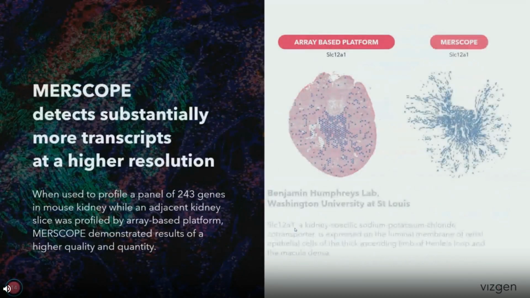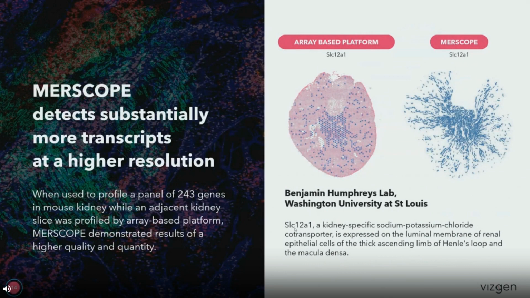So MERFISH has been widely used in many disease areas now, and in the next two slides, I'm going to highlight two studies. For example, Dr. Ben Humphreys' lab at Washington University in St. Louis used MERSCOPE to profile a panel of 243 genes in mouse kidney. An adjacent kidney slice was profiled by an array-based platform. And on the slide, I'm highlighting one gene called SLC12A1 here. This is the kidney-specific sodium-potassium-chloride co-transporter.